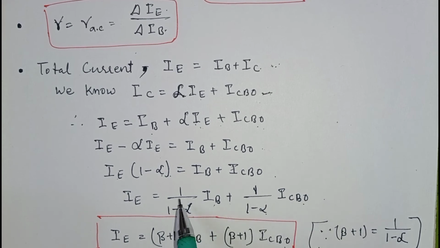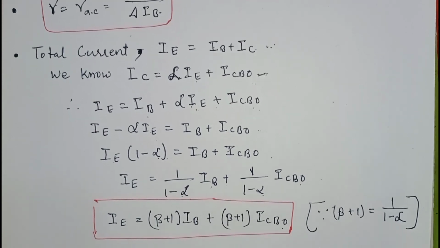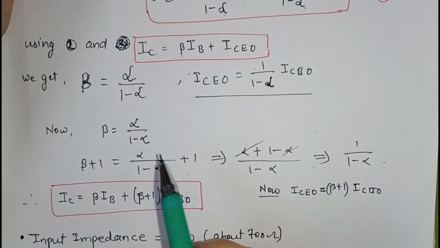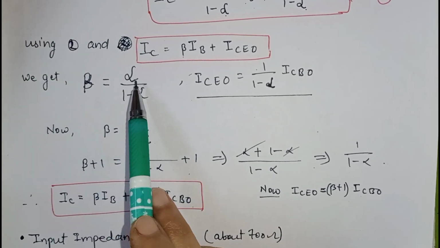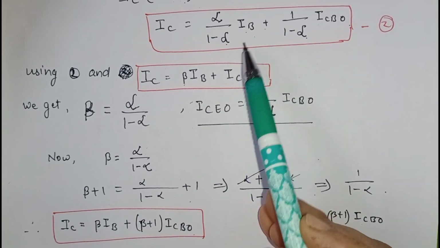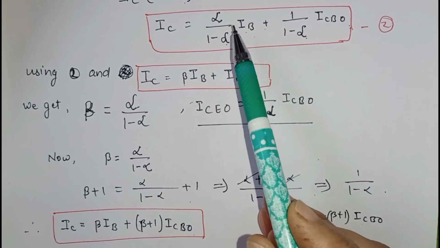Now we'll put in place of 1 upon 1 minus alpha, beta plus 1. This was derived in our last lecture. We are discussing here also how it is derived. We know beta is equal to alpha upon 1 minus alpha. We get this after comparing these two equations.